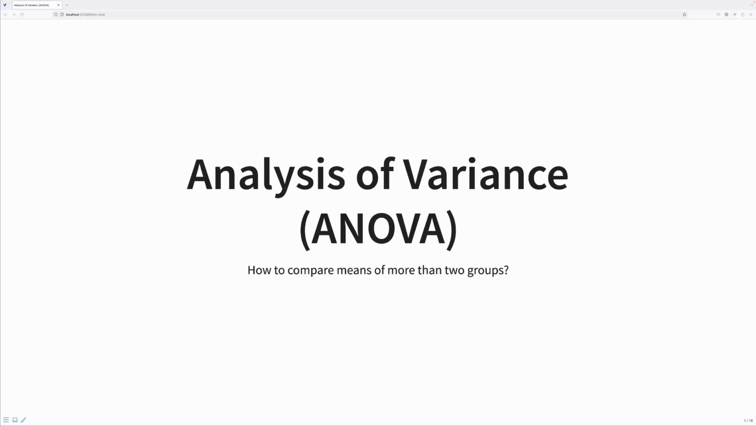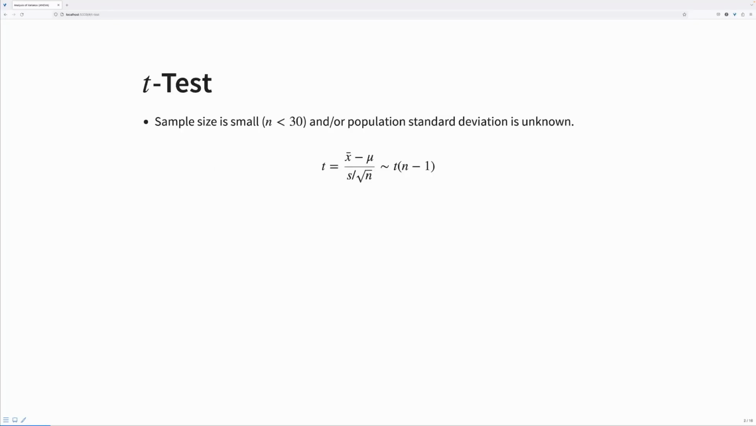Hey everyone, welcome back. So in the last video, we talked about the t-test. So when do we apply the t-test? When our sample size is small and/or the population variance or population standard deviation is unknown. Here's how we calculate the test statistic: X bar minus mu over the sample standard deviation divided by the square root of n. And t follows the t distribution with n minus 1 degrees of freedom.